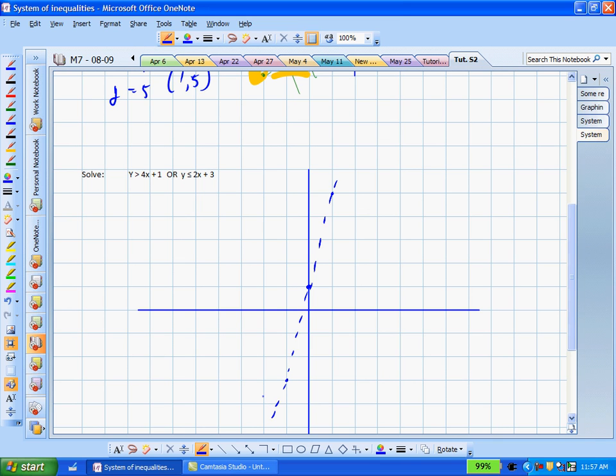Okay, and then 3. So up 3. Yep. And then up 2 over 1. Down 2 over 1. And this one is solid, so we can do that.